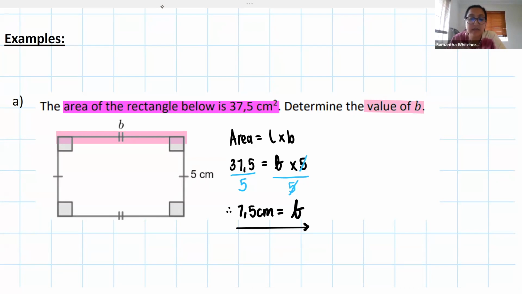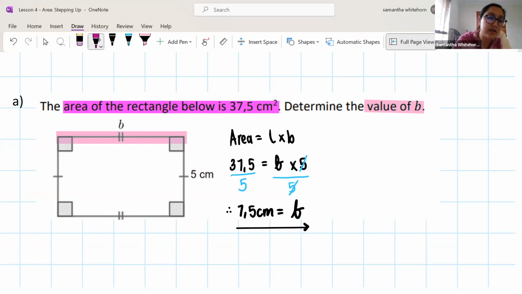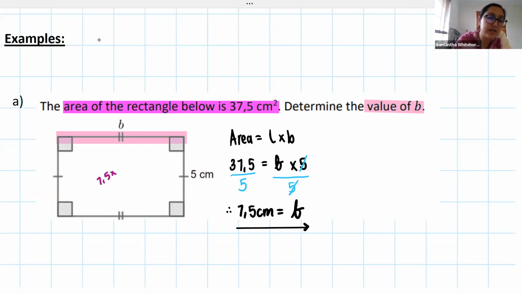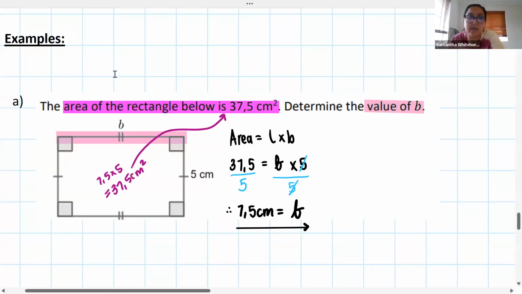All right. Like Tabiso said, if we do a quick check, so if we now say 7.5 times 5, you will get 37.5 centimeters squared. That's the area that I gave you, so you have done your calculations correctly.